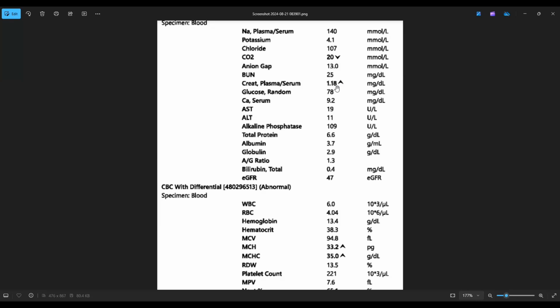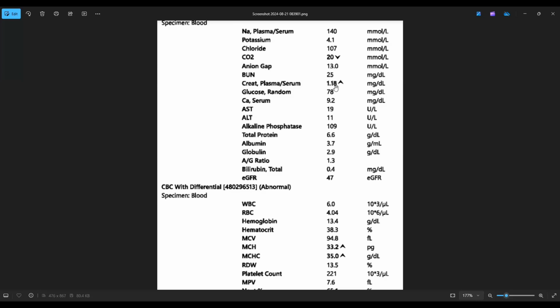0.8 to 1.2, or 1, right? So here in this particular lab, it's 1.18, but they already are marking it as high, right? Because it's a computer. But what you would want to compare that with is two other things.